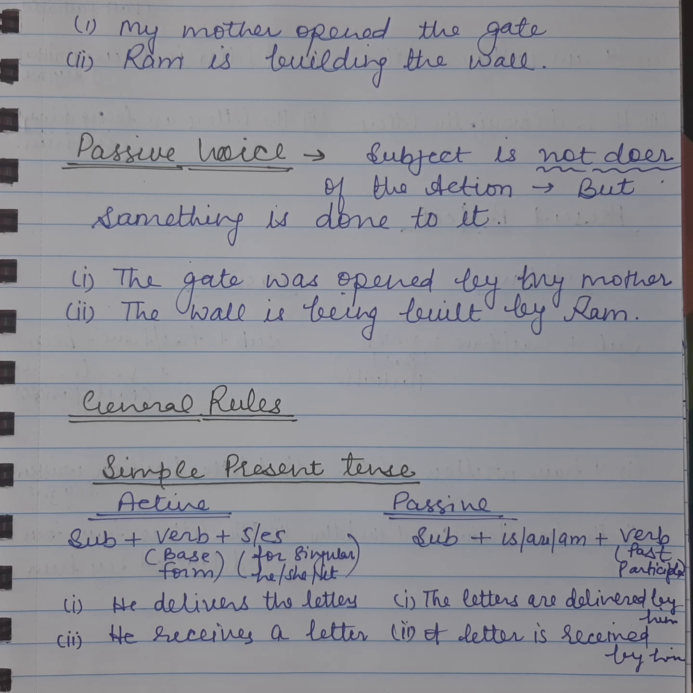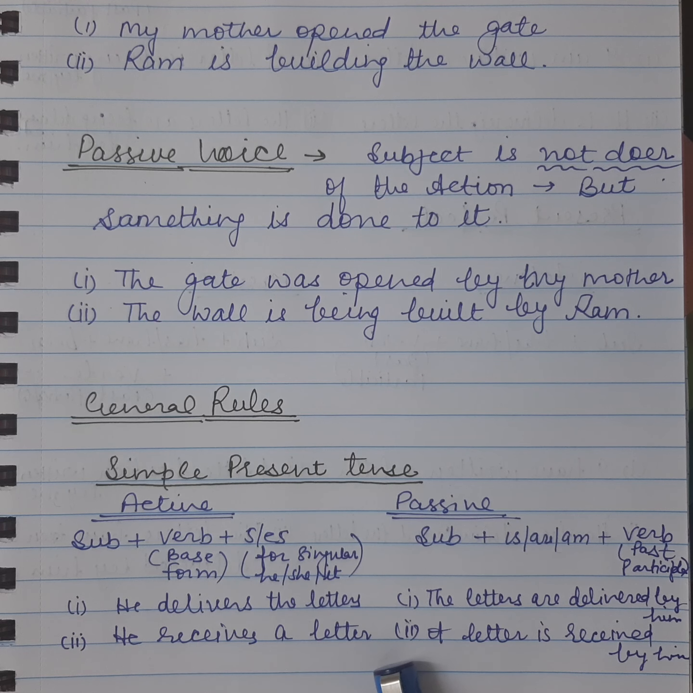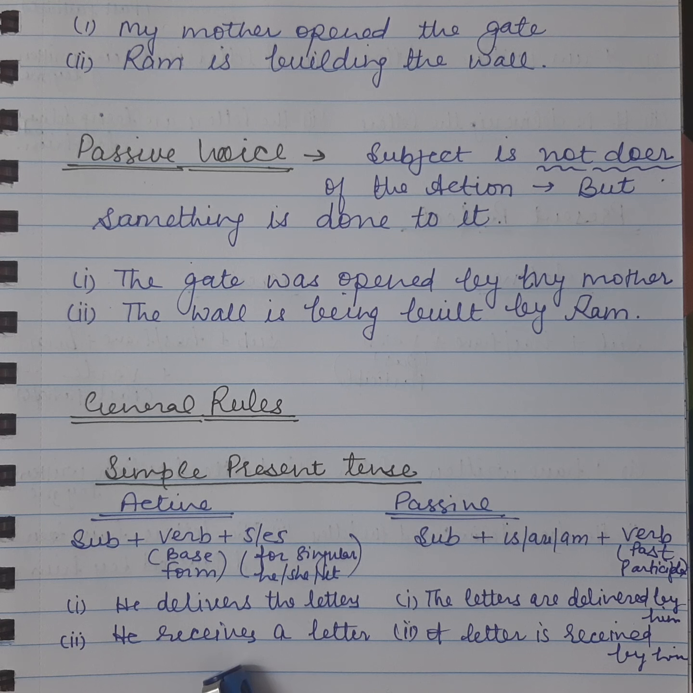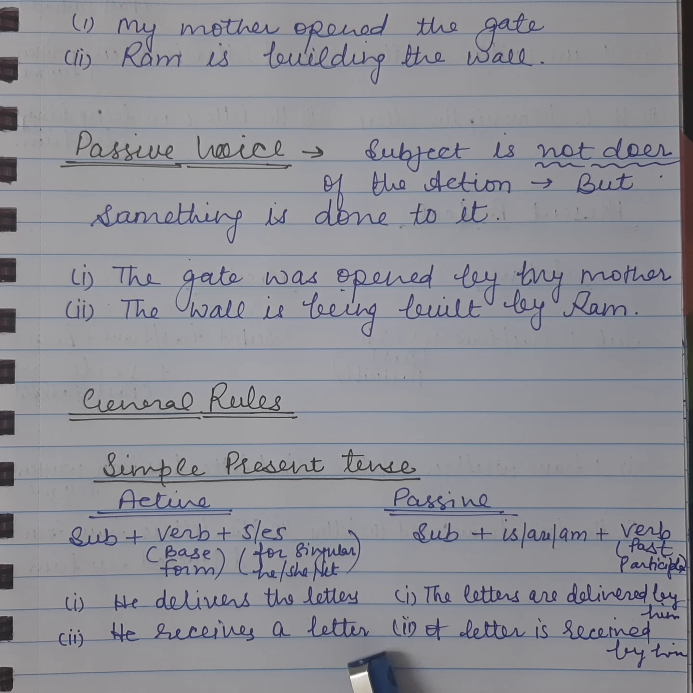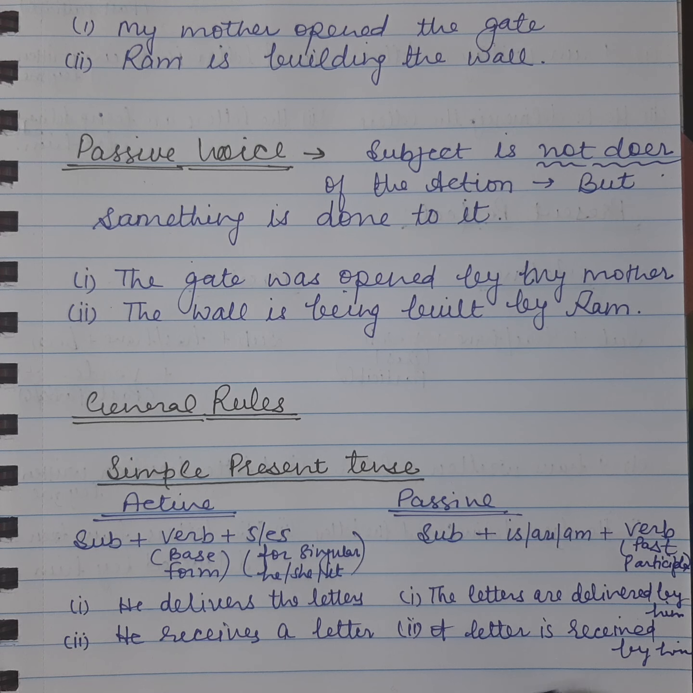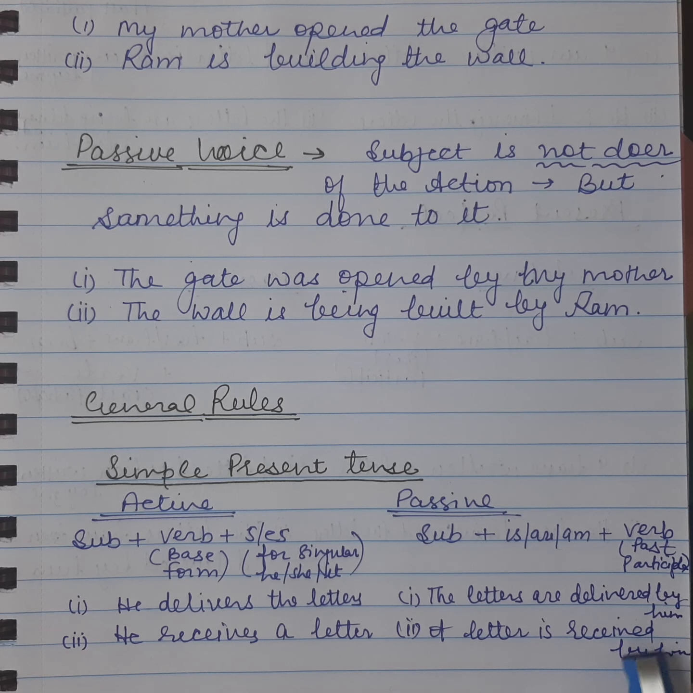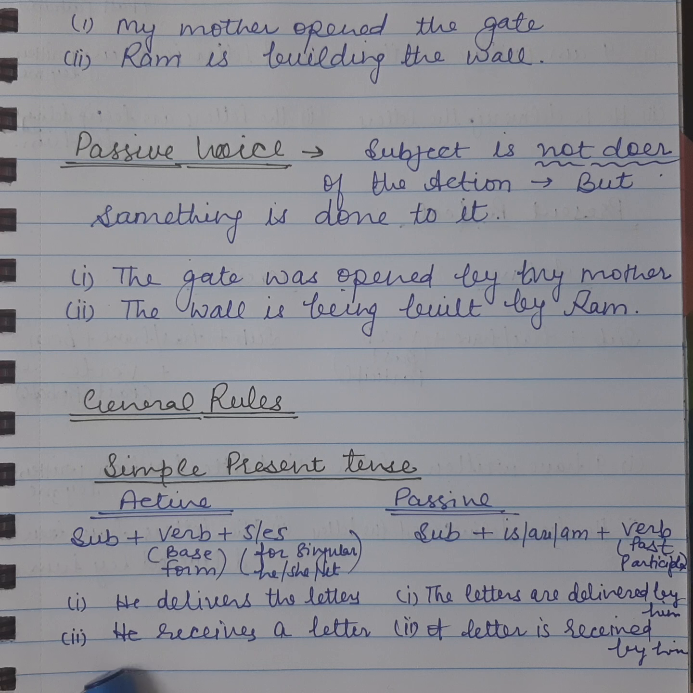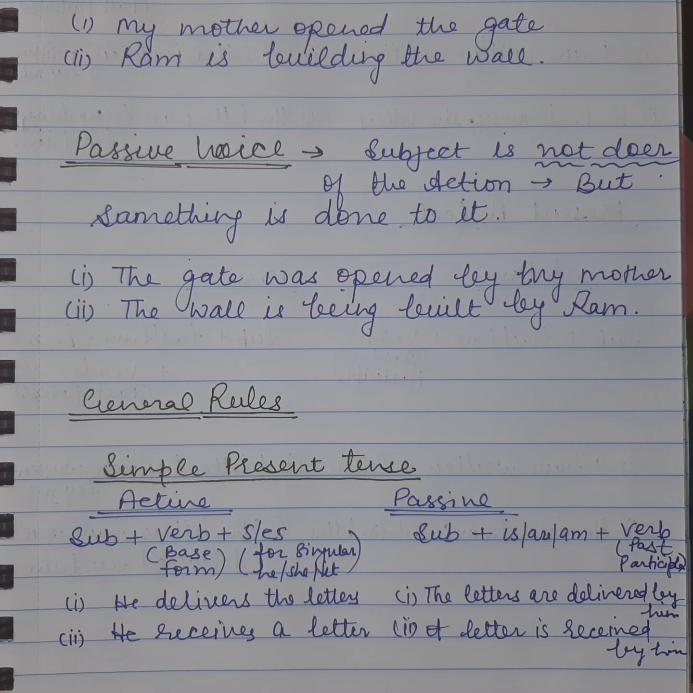Let's take another example. He receives a letter. Again here he is the subject, receives is the verb, and a letter is the object. So here the object will become the subject in passive voice. So a letter, then a letter is singular, so we'll use is, and then we'll use the past participle of the verb, which is received, and then he will become by him. So in passive voice the sentence will be a letter is received by him.